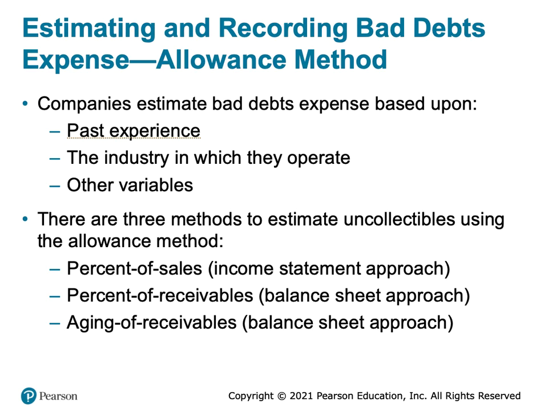But there are three methods to estimate uncollectibles using the allowance method. We can use percent of sales, which is the income statement approach. We can use percent of receivables, which is a balance sheet approach, or aging of receivables, which is also a balance sheet approach. And I'm going to go ahead and stop this video and then do separate videos for how we actually use these three different approaches.